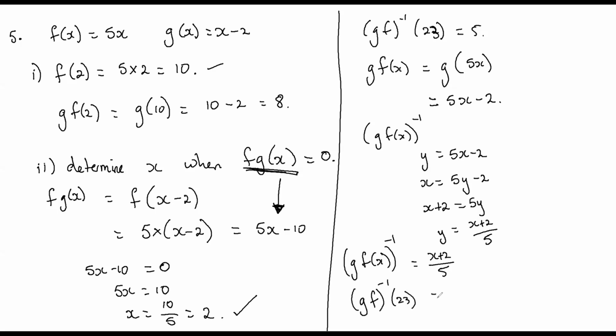So that'll be 23 plus... equals 5. Plus 2 divided by 5. And because that's our answer, 25, put a little box here. Now this little box means something.